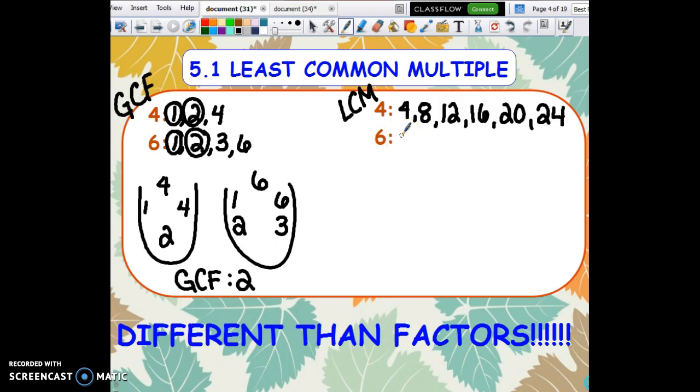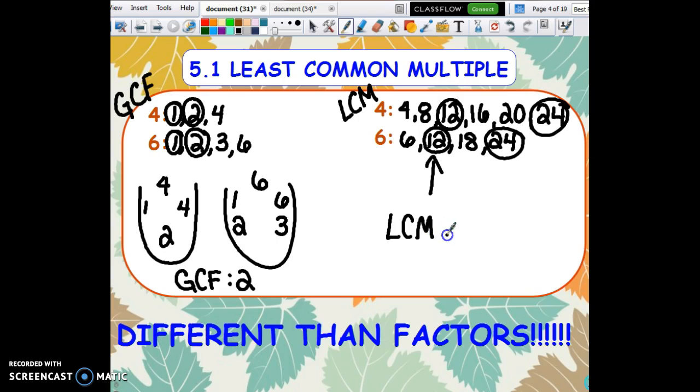So here we have 6. 6, 12, 18, 24. Okay, I'm going to stop there. I see that 4 and 6 have a multiple of 12. They both go into 12. They multiply by a number to get 12. They also have 24. They're going to have many more if we keep going. But we only need the least one, which is right there. And the least common multiple is 12.